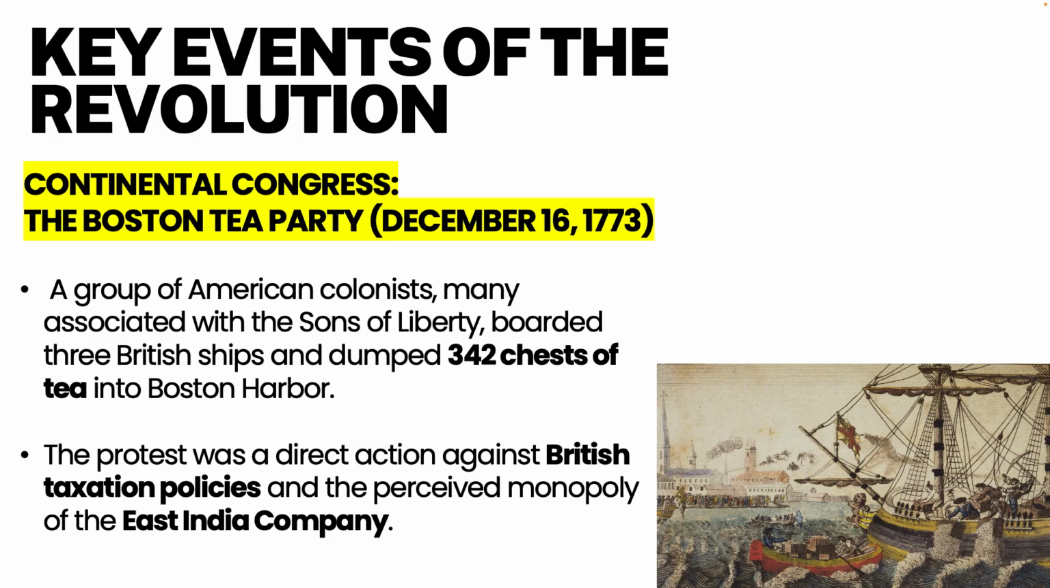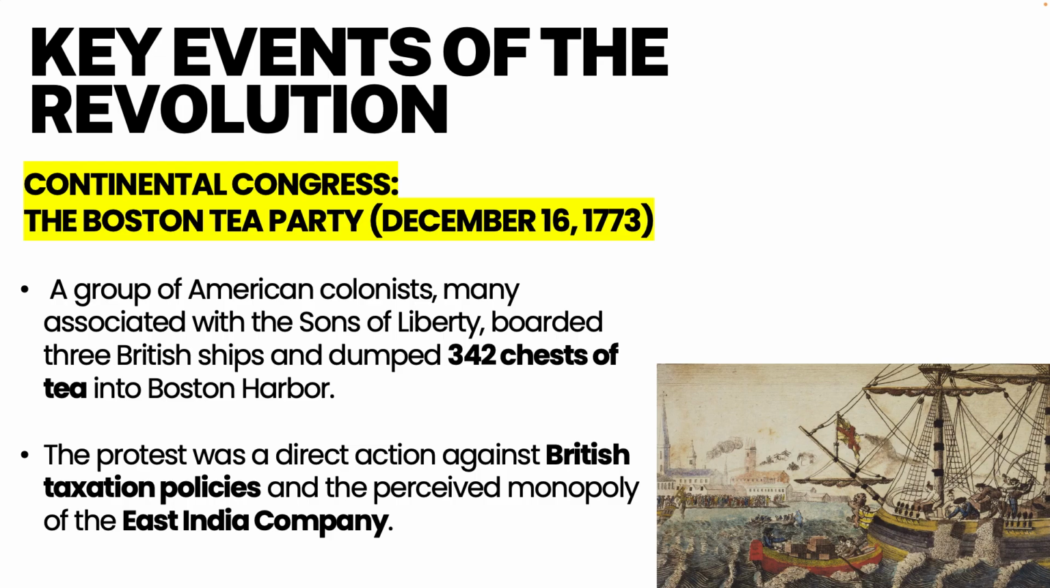So what happened in the Boston Tea Party is basically a very chaotic type of scenario. So a group of American colonists, many associated with the Sons of Liberty, which is basically the group of revolutionaries, boarded 3 British ships and dumped 342 chests of tea into the Boston Harbor. What you should take note is that the tea back then, during the time of 1770s to 1800s, even in the early 1900s, they valued tea as a form of elitism. Kasi yung mga nakakabili lang ng mga tea back then were more of the elites kasi mahal talaga siya. Okay?